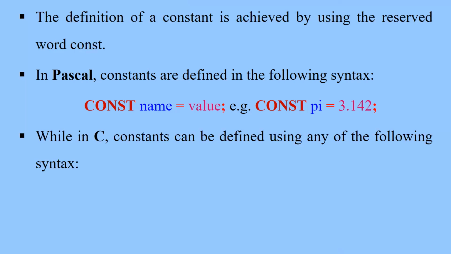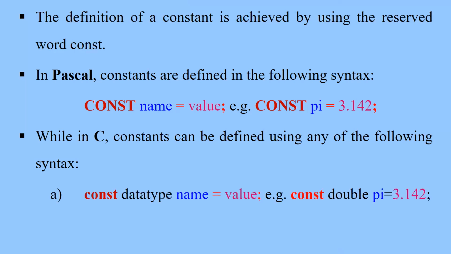While in C, constants can be defined using any of the following syntax. const data type name equals to value, semicolon. For example, const double pi equals to 3.142, semicolon. How do we read this statement? It means set a memory location assigned to accommodate a number which has a decimal point, and that number, that figure, will not be changing.